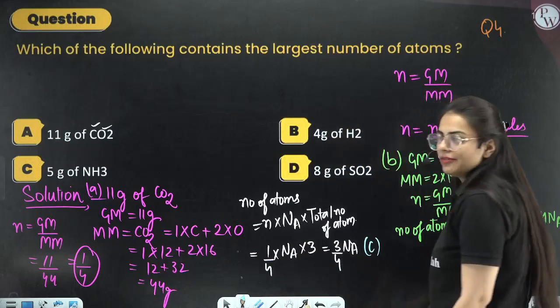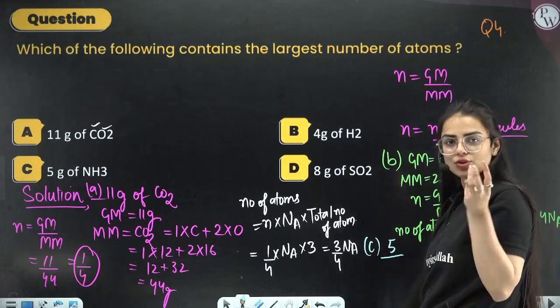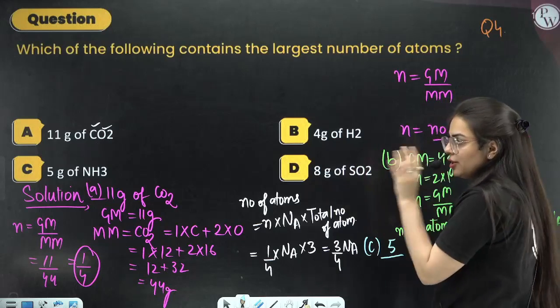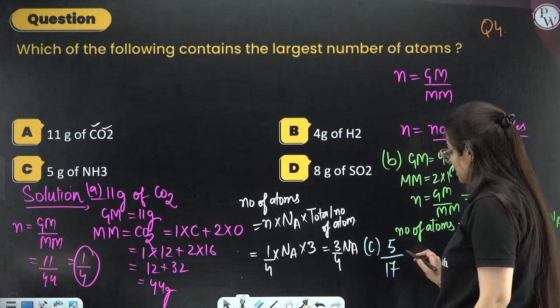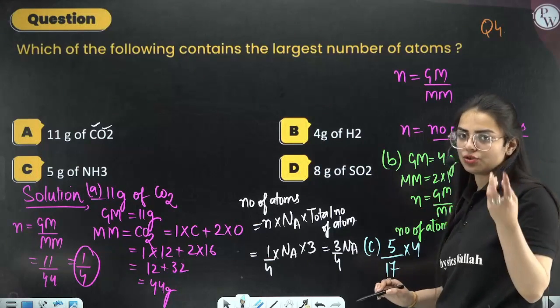C part is 5 grams of NH3. Given mass is 5. Molecular mass of NH3: nitrogen is 14, hydrogen is 1, 3 hydrogen, so it comes out to be 17. This is for number of moles. Now how many atoms? 4 atoms in total, 1 nitrogen, 3 hydrogen, so 4 into Na.